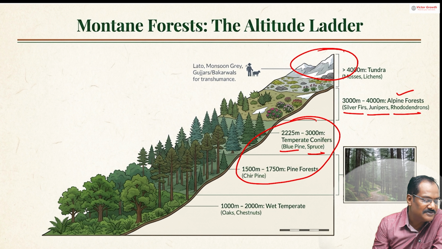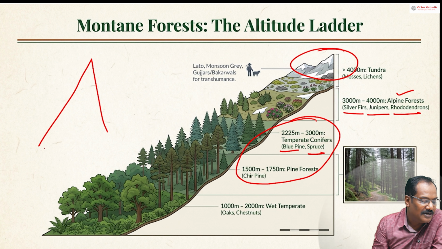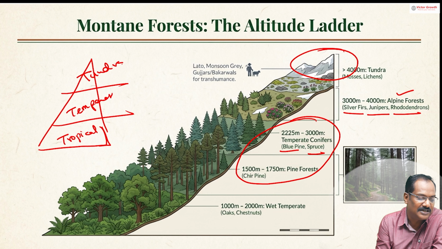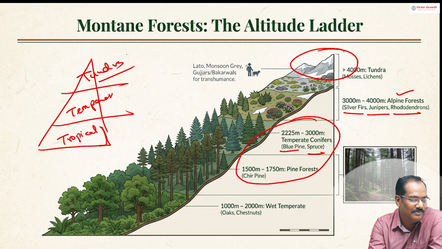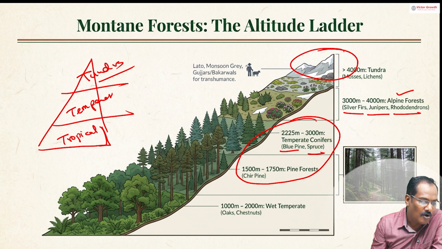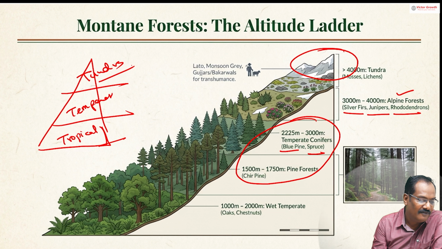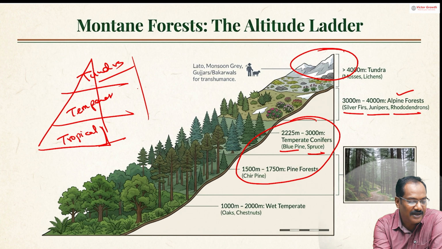What I am trying to say is, you can put a ladder or one division like this. At the bottom we have a tropical forest, then we have a temperate forest, then we have tundra. Tundra is no forest, which is extremely cold. Temperate forest is a cool climate. Coniferous forest, the silver fir, juniper, rhododendron, pine, all these are found. Tropical forest has broad leaves, evergreen and deciduous forest and all found, particularly in the Eastern Himalaya.